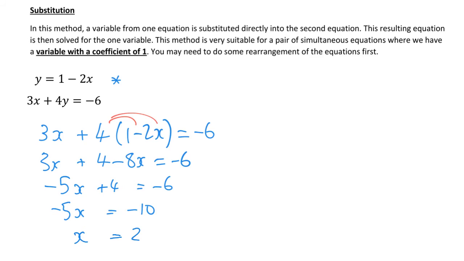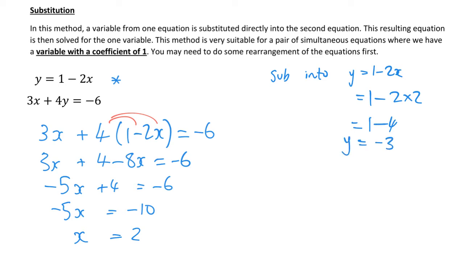If x equals 2, then we can sub into the first equation. So y equals 1 minus 2x. So y is going to equal 1 minus 2 times 2, because x is equal to 2, which is 1 minus 4, which is minus 3. So we've got that x equals 2 and y equals minus 3.